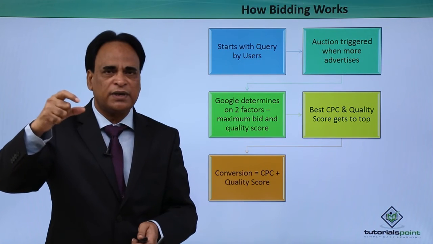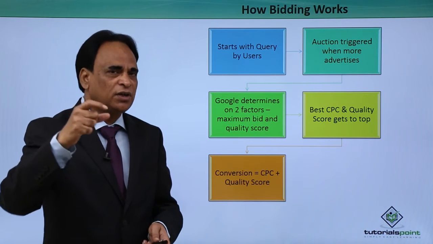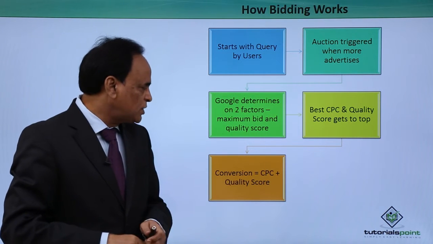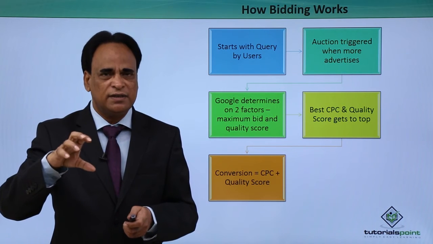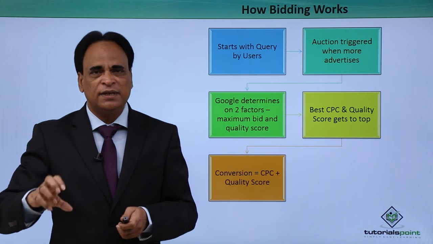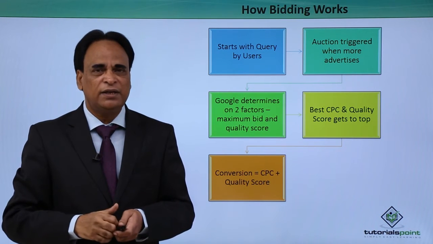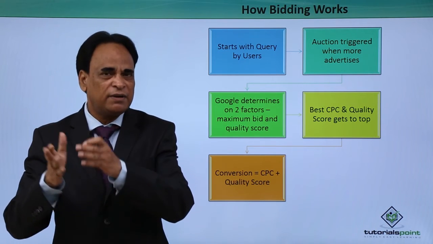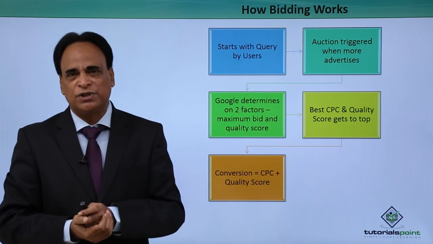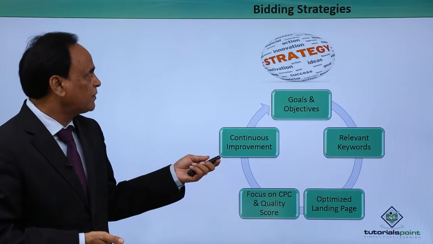The best cost per click and the quality score of that particular campaign goes on the top. Conversion is equal to CPC plus quality score. The cost per click is an important element plus the quality score. A good quality score will take your ad on the top. When the ad is displayed on the top, the clicks will happen. When the clicks happen, then the conversions happen. This is actually how the bidding works.